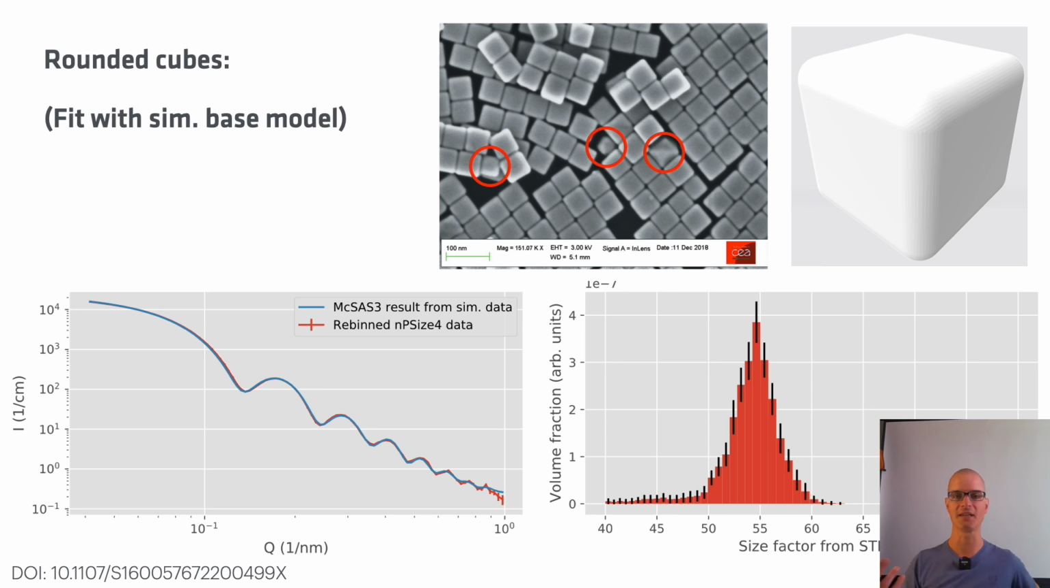Well, we generated an STL file of a rounded cube, as you can see on the top right hand side. We calculated how that would scatter, so I have a different program for that. And that gave us the scattering of a 1 nanometer cube. So we used that as a base model for McSAS, and McSAS then was able to scale that and fit it to the data, so that you could get a size distribution out of the data.